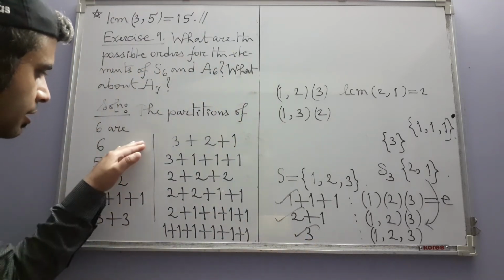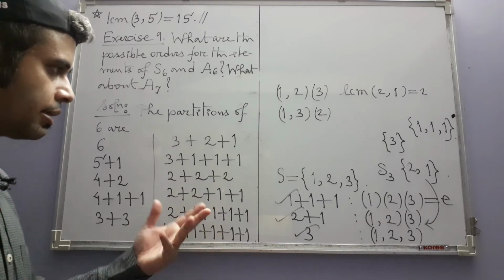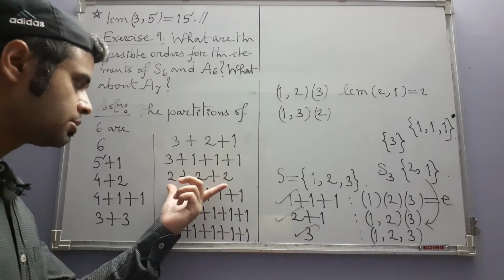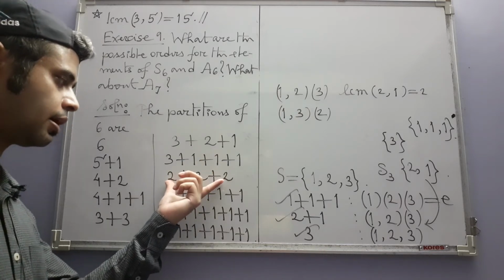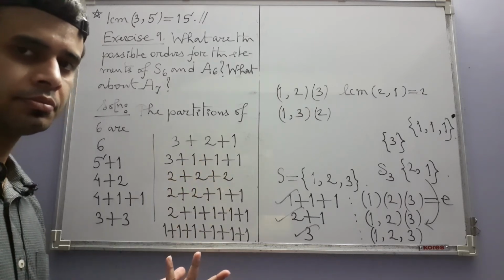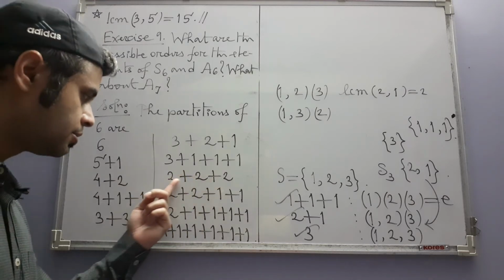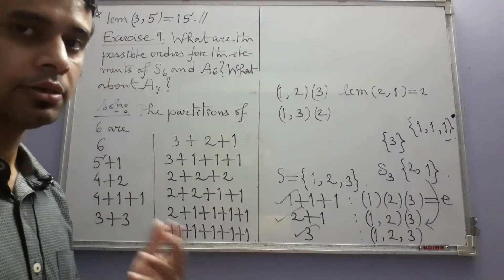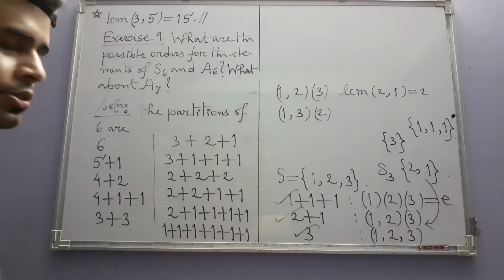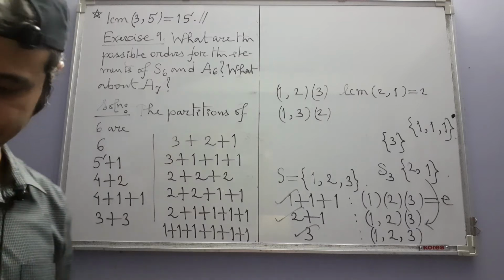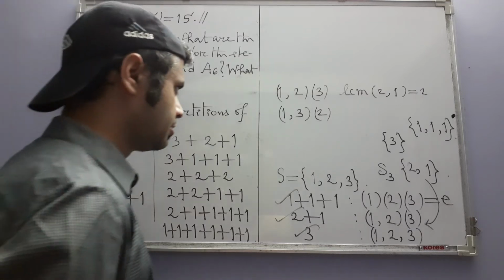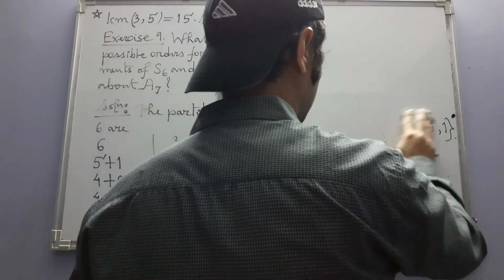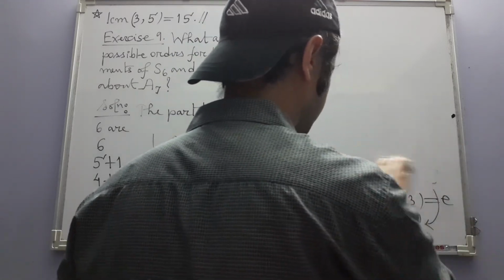So this will correspond to a particular type of order, this will correspond to another type of order, this will correspond to another type of order. So by looking at the partitions only, we can guess the order of those permutations whose cycle structures are like this. For example, this one corresponds to a product of 3 2 cycles, 3 transpositions. So that's why we are considering partitions. So let us now see the orders.